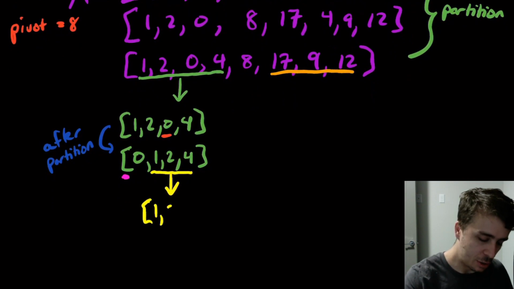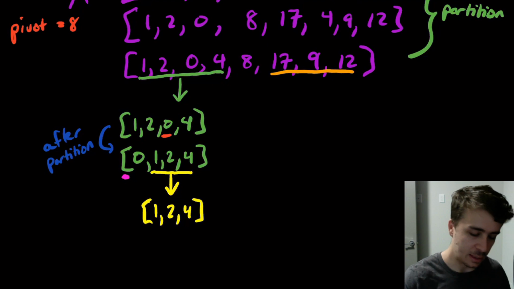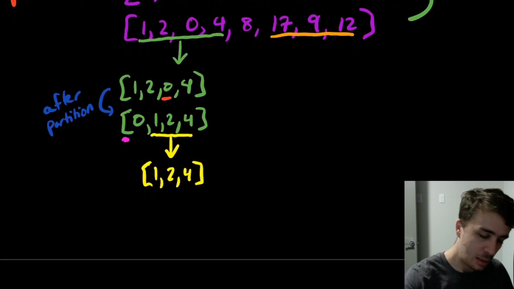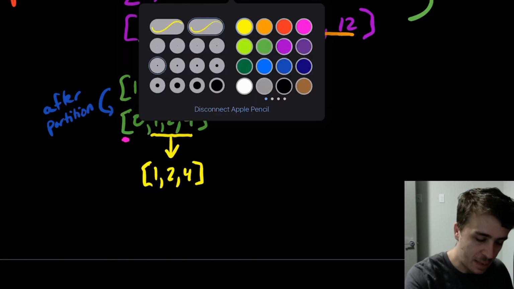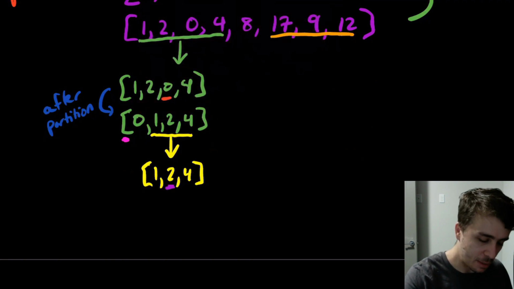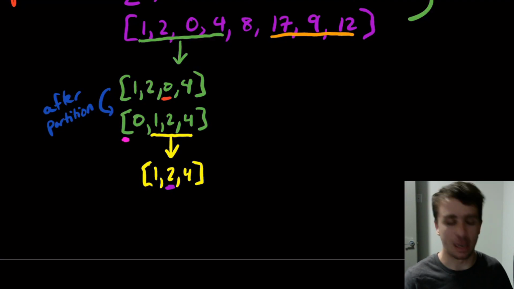So let's do 1, 2, 4. Well, that's the array I need to sort. So then what do we do here? Again, we're going to pick a pivot element. Let's just pick the middle one again. In this case, we happen to pick right.